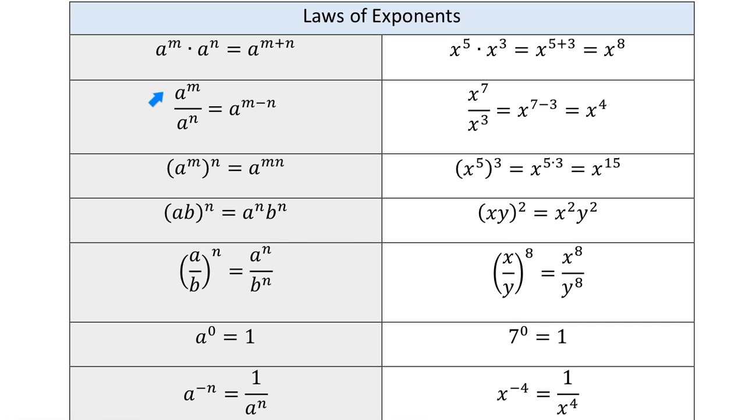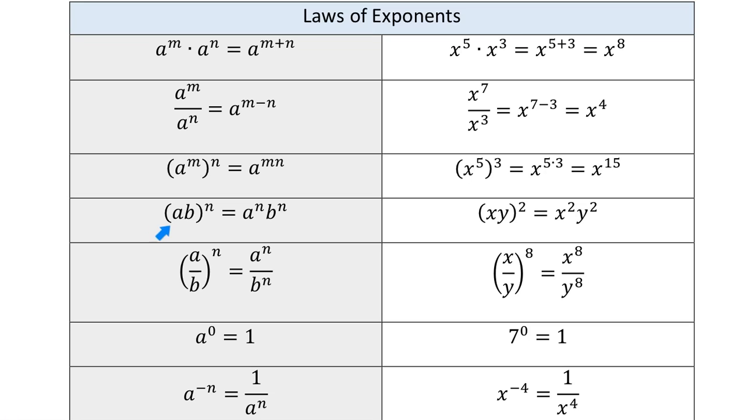The next law is a to the power of m divided by a to the power of n equals a to the power of m minus n. So when we divide two expressions and they have the same base, then we subtract the exponents. In the example to the right, x to the power of 7 over x to the power of 3 equals x to the power of 7 minus 3, which makes x to the power of 4. The next law is a to the power of m raised to the power of n equals a to the power of m times n. In the example to the right, x to the power of 5 raised to the power of 3 equals x to the power of 5 times 3, which makes x to the power of 15.